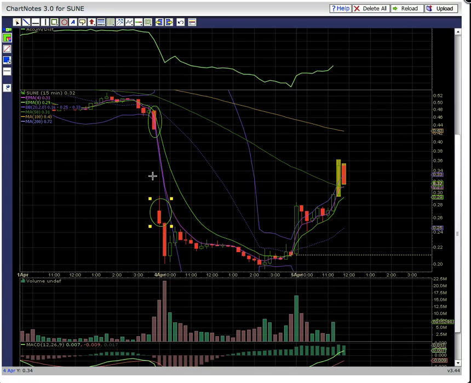So what this did is this created this big gap. See the space between these two candles here? Okay, this space right here is called a gap. And what's going on now is the gap is starting to fill.